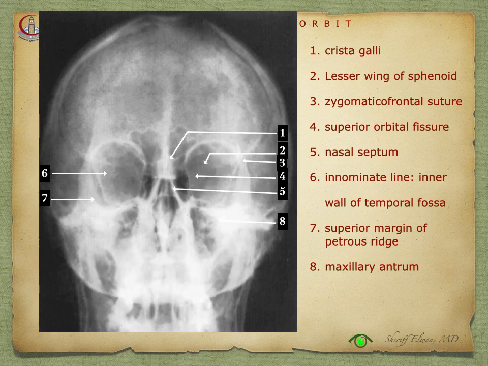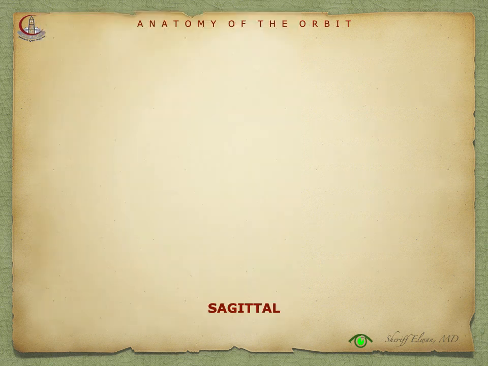Here again, this is the crista galli. This here is the lesser wing of sphenoid, having its share in the medial orbital wall. This is the suture between the zygomatic bone and the frontal bone. This number 4 here is the superior orbital fissure, looking like a dark shade. This is the nasal septum, and this is the line formed by the inner wall of the temporal fossa. Number 7 is the superior margin of the petrous bone intracranially, and finally number 8 is the maxillary antrum.